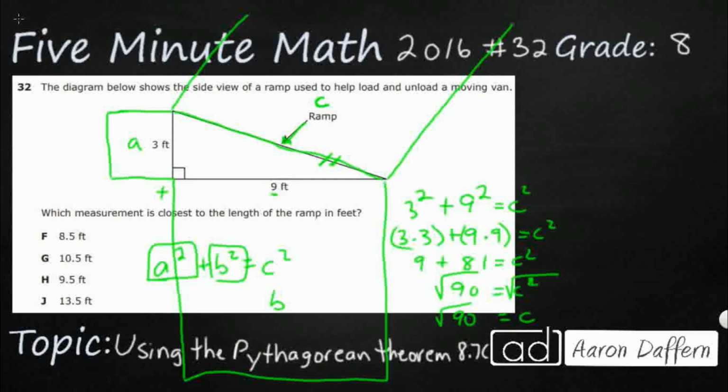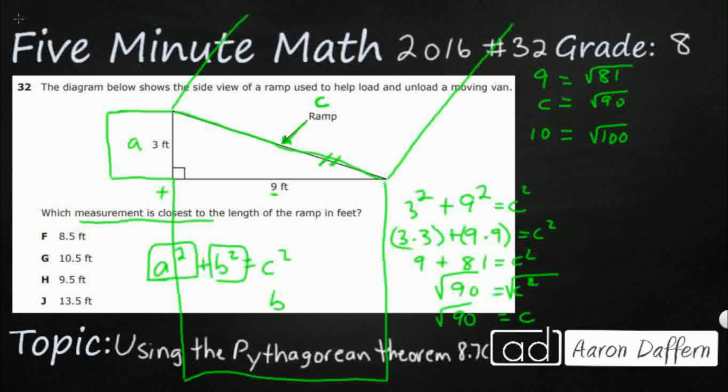But which measurement is closest? 90 is not a perfect square, so how do we estimate that? Well, we can estimate that c equals the square root of 90. We could use our calculators, but that'd be too boring. So let's estimate. Let's look at the square root above it and below it. The perfect square below it is going to be 9 times 9 is 81. The perfect square above it is going to be 100, because 10 times 10 makes 100.